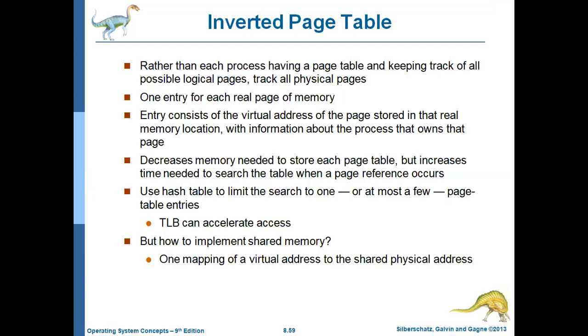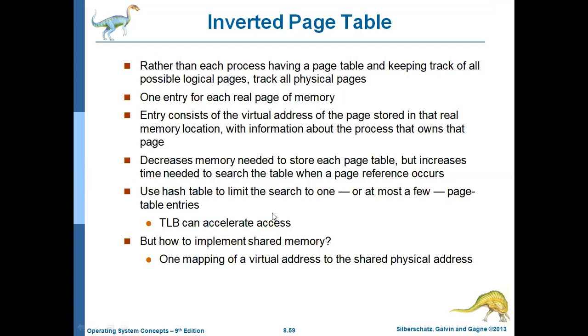Inverted page tables are something like this: rather than each process having a page table and keeping track of all the possible logical pages, which can make the table too large to handle, there is only one entry for each page in memory. Each entry consists of the virtual address of the page stored in that real memory location, with information about the process that owns that particular page. One entry for each real page of memory.